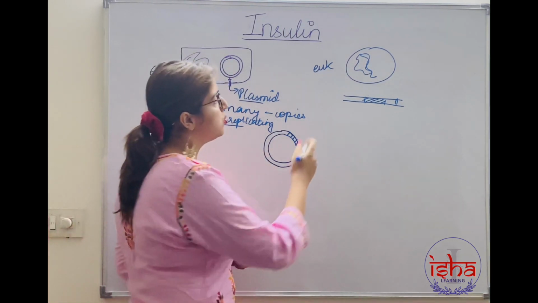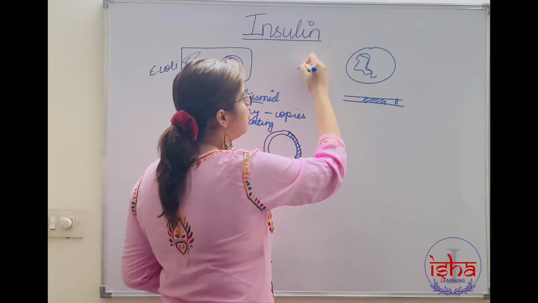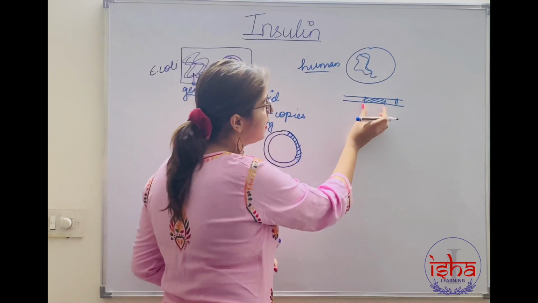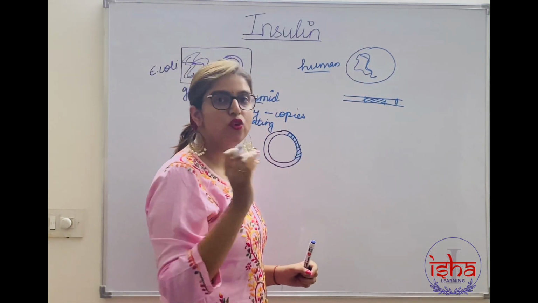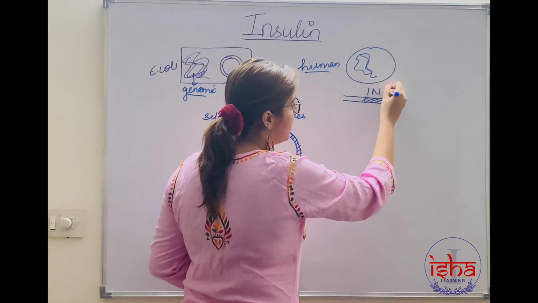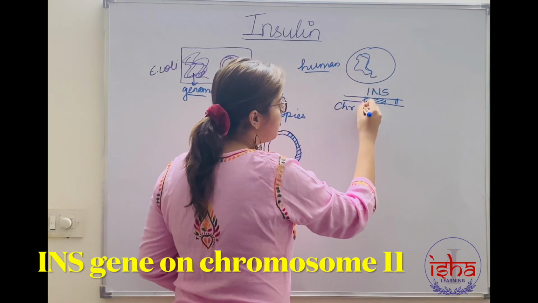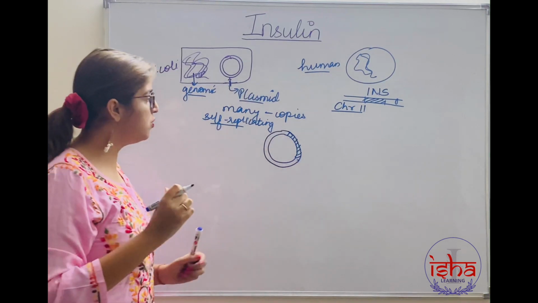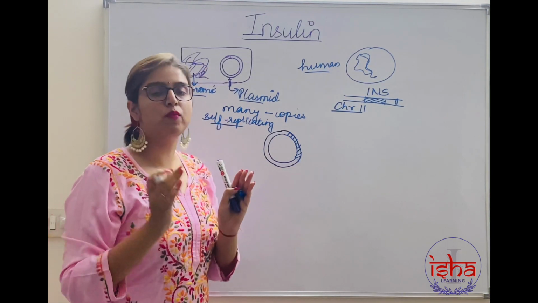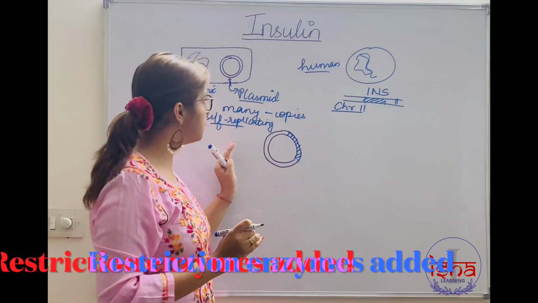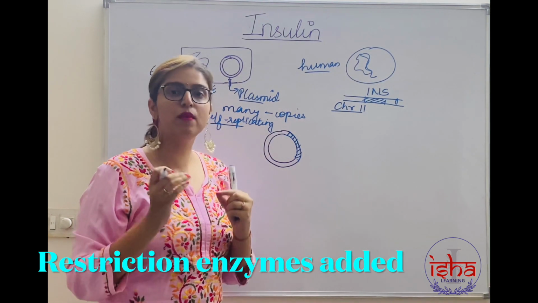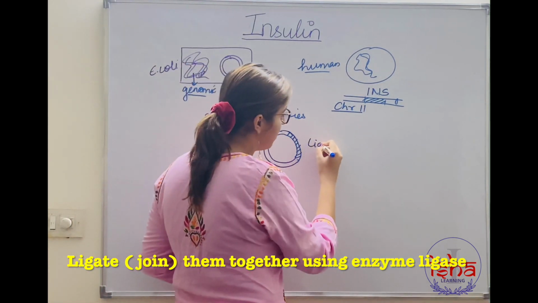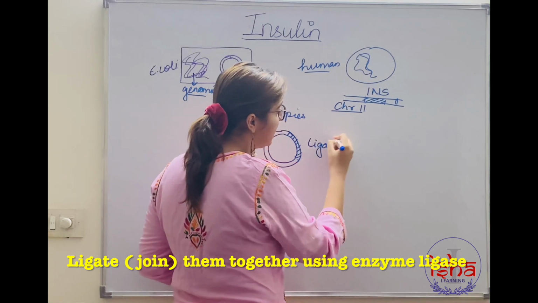In the next step, what I'm going to do is, from the cells of a human, to avoid any allergy, take out the insulin gene. In humans, the gene for insulin is called INS and is present on chromosome number 11. So I know the exact sequence. I'm going to take it out. What I'm going to do is add restriction enzymes to my plasmid, cut out the insulin gene using the same restriction enzyme, and then ligate them together. I will do a ligation using the enzyme ligase.